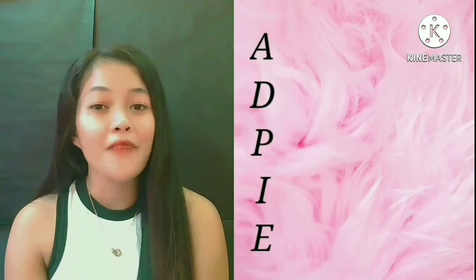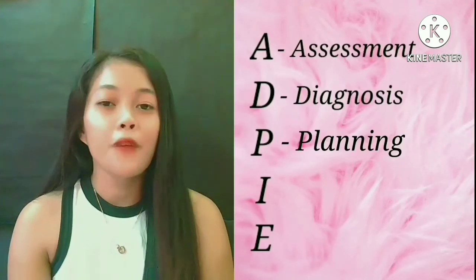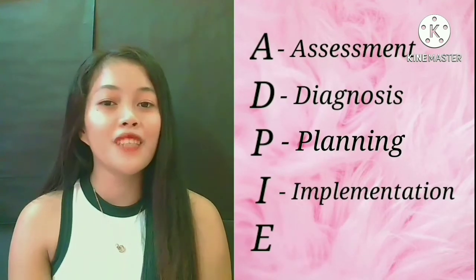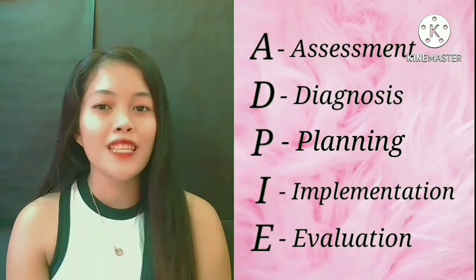Now, let's talk about each of its phases in the nursing process: what they are and what you'll need to do in each phase. In the nursing process, we have what is called ADPIE. A stands for assessment, D stands for diagnosis, P for planning, I for implementation, and E for evaluation. So let's walk through each of these phases.